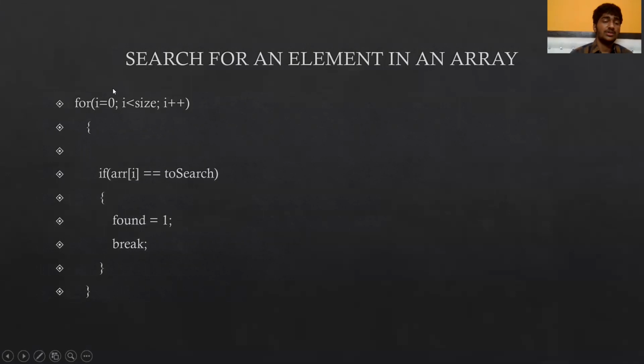Again, taking a loop: for i equals 0, i less than size, i plus plus. If array[i], the element i in the given array or the typed array, is equal to the entered input value to search, if both the values are equal, we need to say that found equals 1. Then we are breaking the iteration.